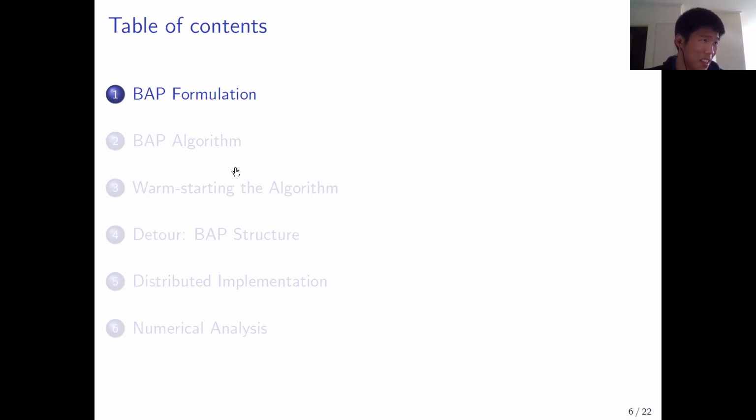In between the third point and the fifth point, I've put in a detour over here. It's not really related to the algorithm and has more to do with the structure of the BAP in general. I was going to exclude it from today's talk, but I'll have a one slide detour to just mention several other BAP structures that are interesting. And then we'll cap it off with a numerical analysis at the end.